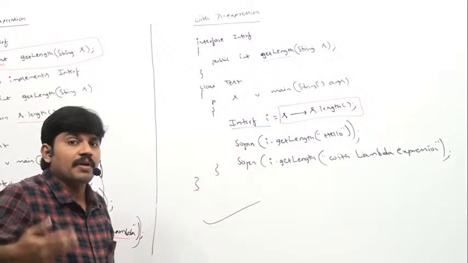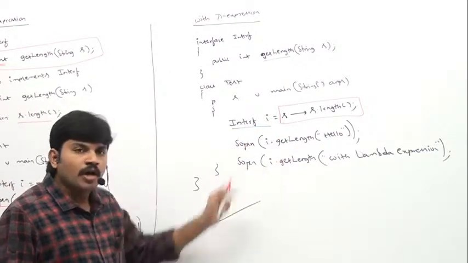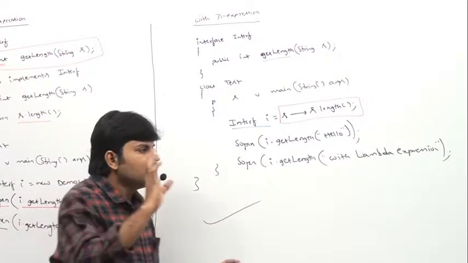Now you have to keep hands on. Are you getting hands on? So I know how to write a lambda expression. How can I call that lambda expression? You should have clear clarity about this. Let me go and execute this example.